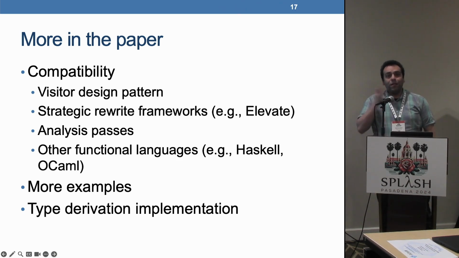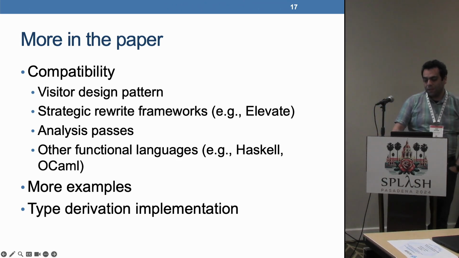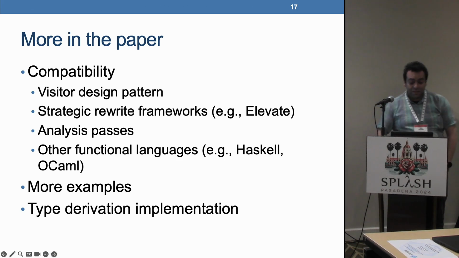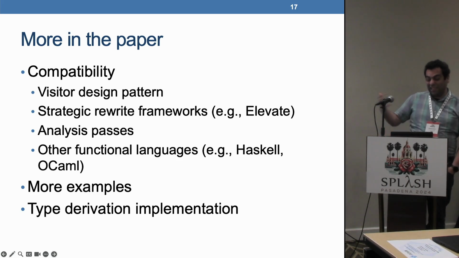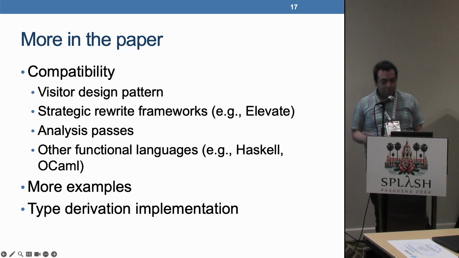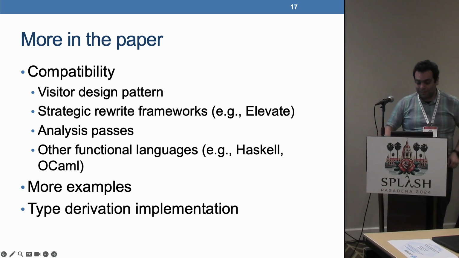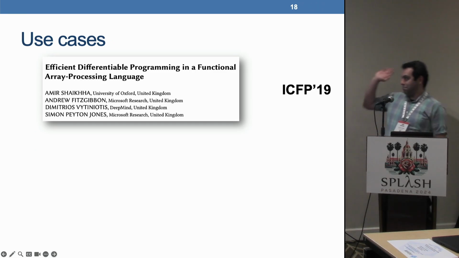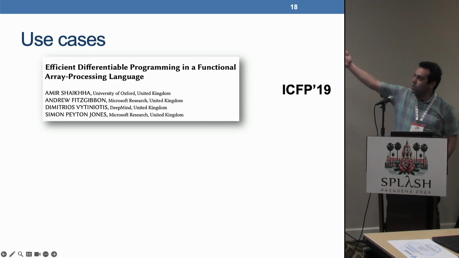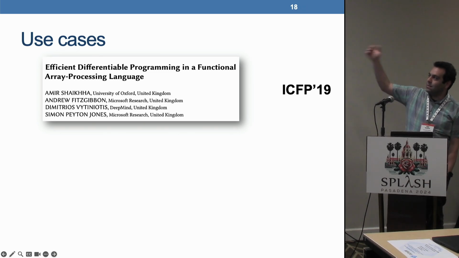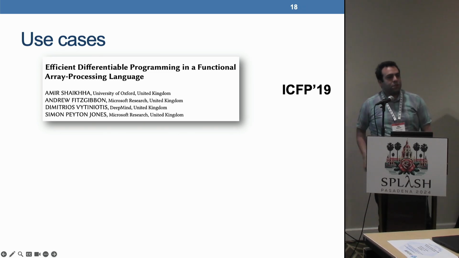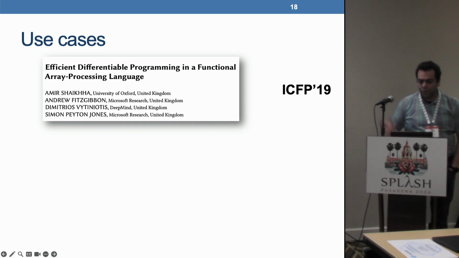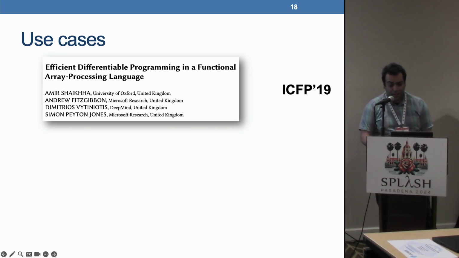So this has been already used in some of the compilers that we developed over the previous years. I didn't come up with this design pattern just now. I had it since 2019. We have used it to implement an automatic differentiation framework on top of the F-smooth language that I've shown you, which was presented at ICFP 19.